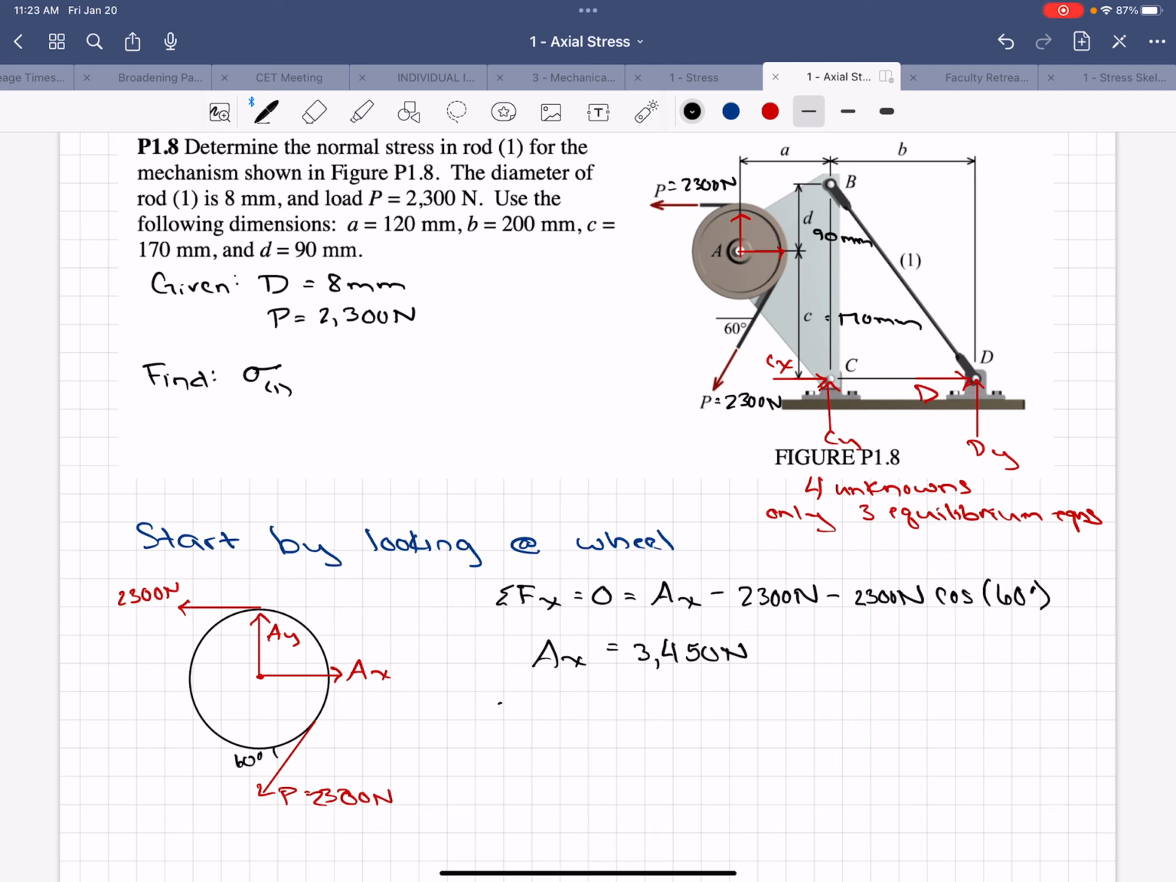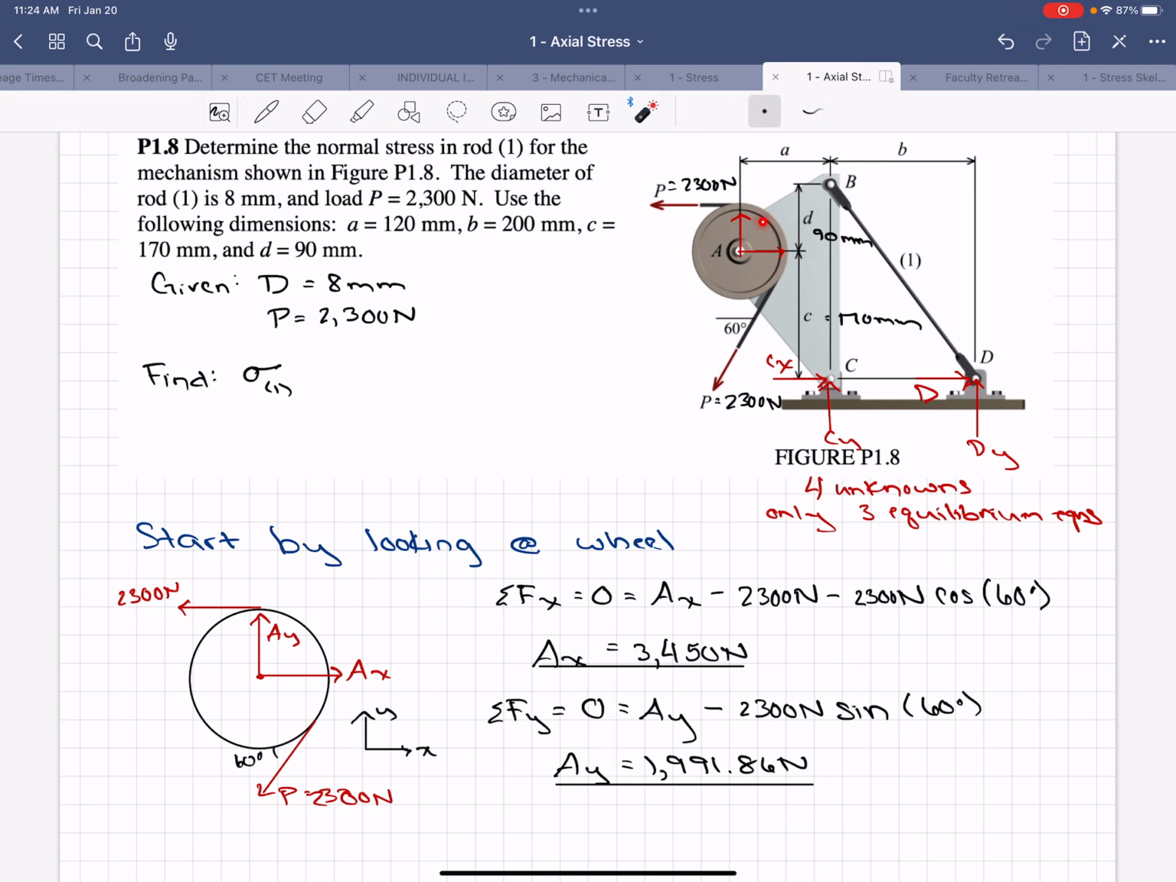Then to solve for AY, we do the same thing, only we sum forces in the y direction. Those add up to 0. I have AY drawn positive as well. I forgot to put my little axis label here. Y is positive up, X is positive to the right. And we have AY is positive. We don't have to worry about the horizontal P force, but we have to put in the Y component of this P force at an angle. That is in the negative Y direction, and it'll be 2,300 newtons times the sine of 60 degrees. And we're going to get that AY equals 1,991.86 newtons.